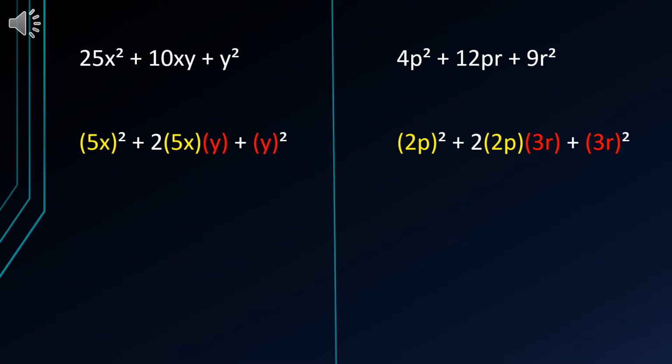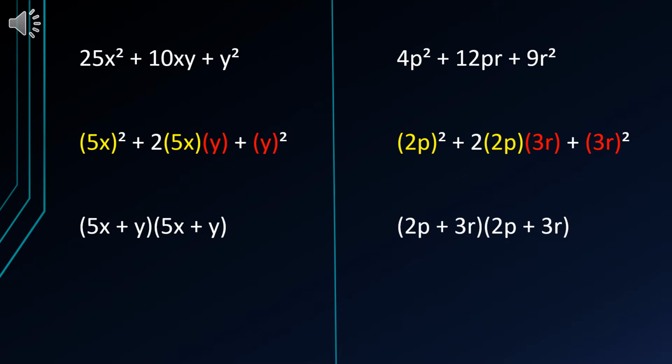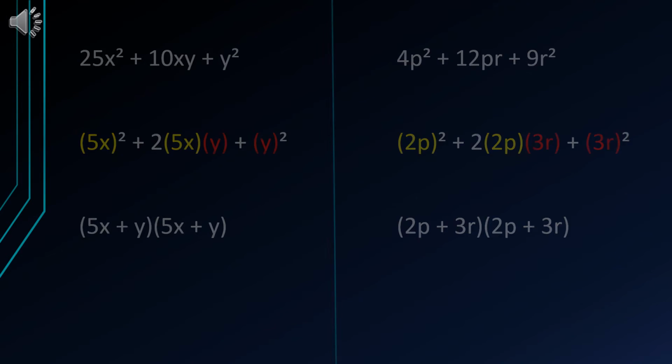Now, we can completely factorize the trinomials by combining the individual terms to get 5x plus y multiplied by 5x plus y, and 2p plus 3r multiplied by 2p plus 3r.